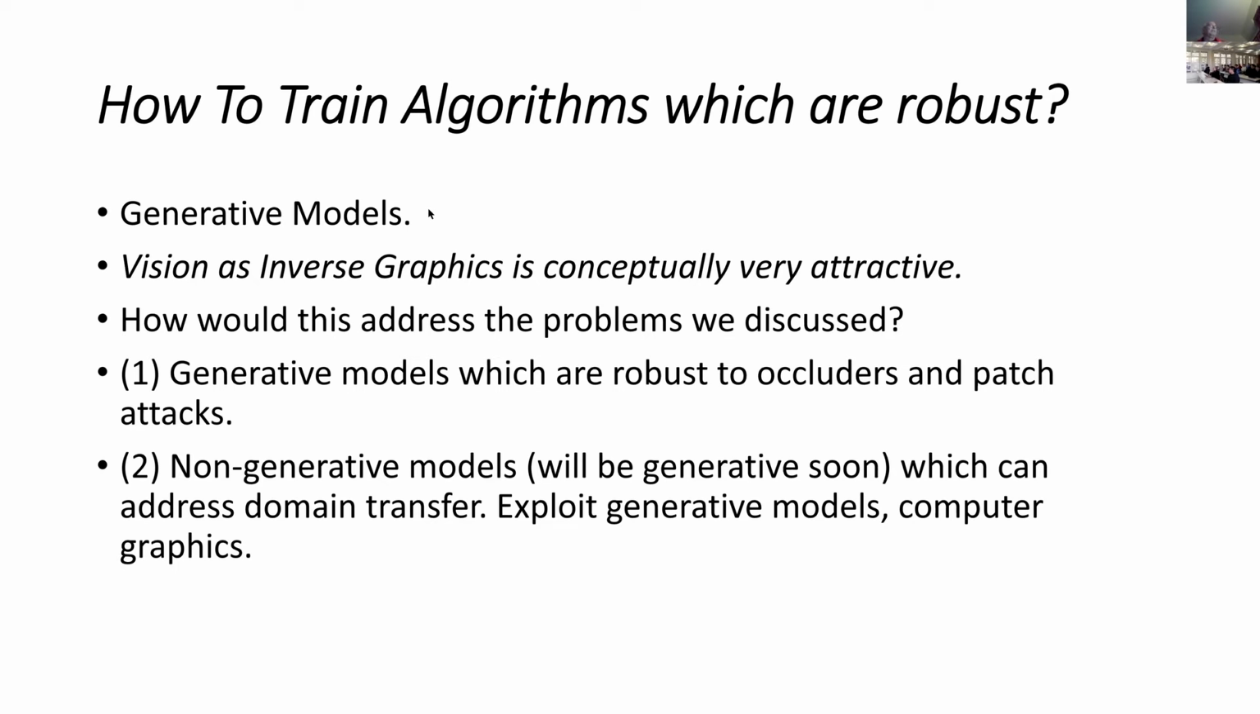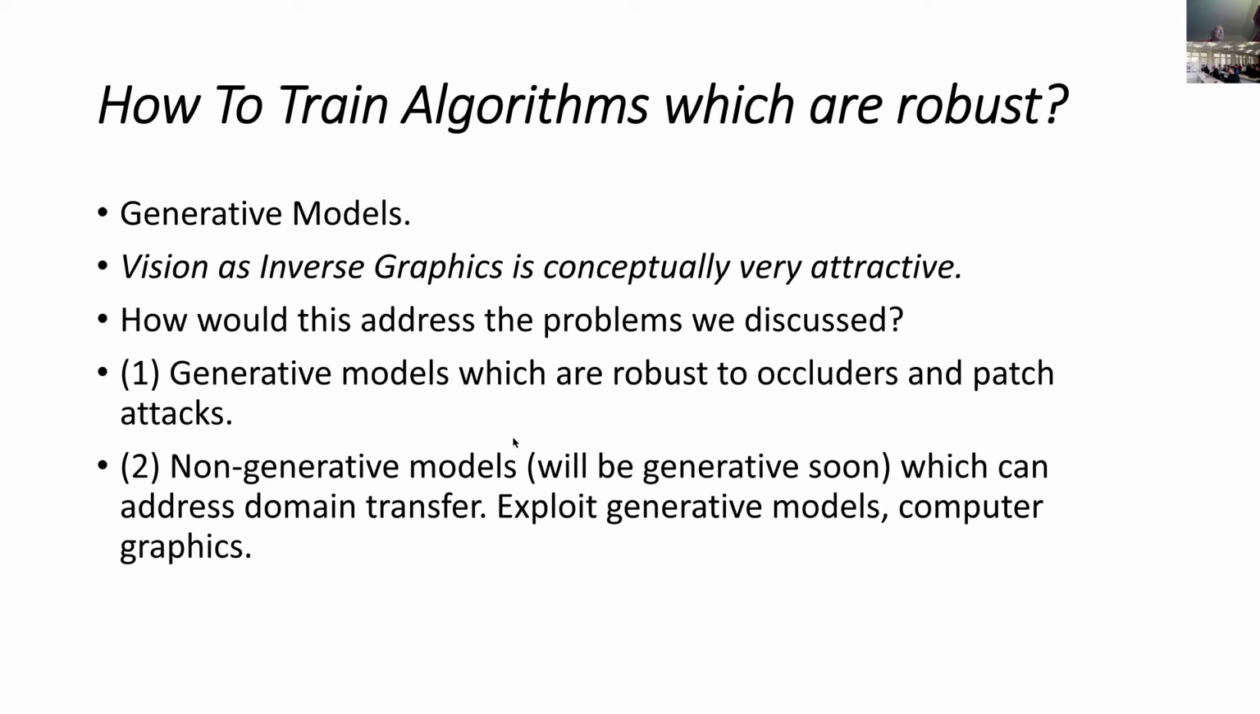I'll bring in the idea of generative models. I've been convinced for a very long time, about 30 years, that vision ought to be solved as a form of inverse computer graphics. This is conceptually very attractive. It's been difficult to do this because, particularly 30 years ago, computer graphics was not very good, and there's a huge amount of technical problems that you need to deal with. But how can I illustrate that this is a promising way forward?